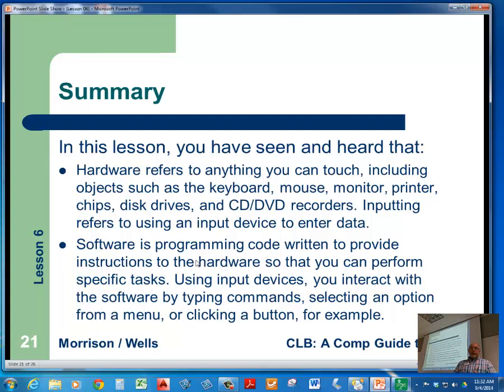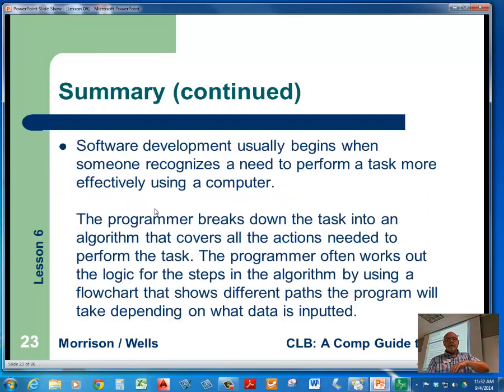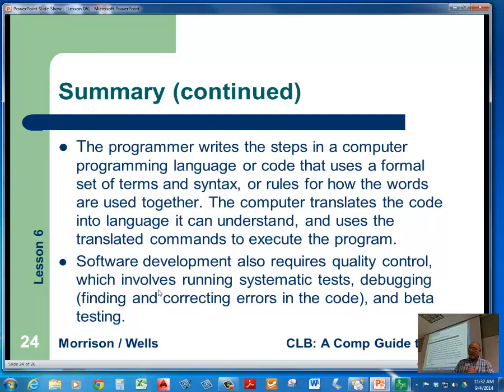Alright, so hardware is anything you can touch, the piece of hardware. Software, you can't really touch it. It doesn't have any substance, so it's code, it's written instructions. So they interact with the computer to process the data. The computer processes the data by applying the rules called algorithms that somebody put into the software. Software development begins when there's a problem that we want to solve, and a computer can do it. The programmer breaks it down into an algorithm. The programmer works out logical steps, and then works through a flow chart. Depends on how complex that chart is, on what data we need to really create and process.